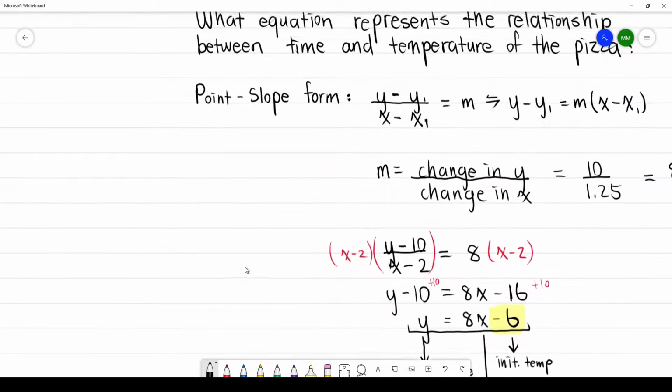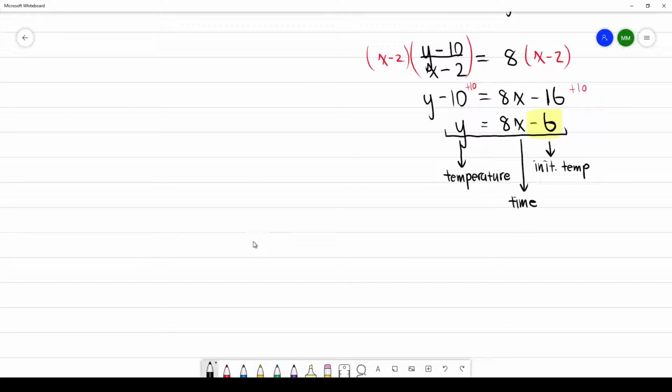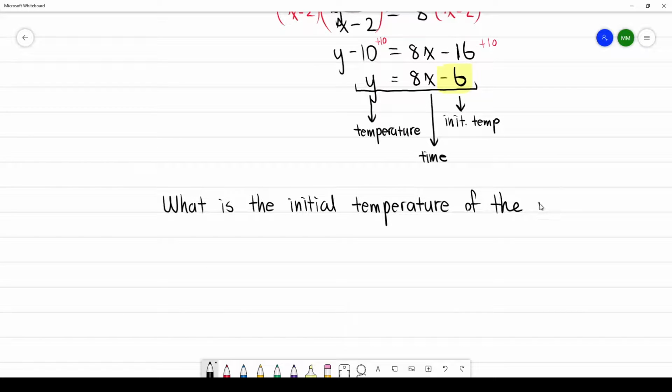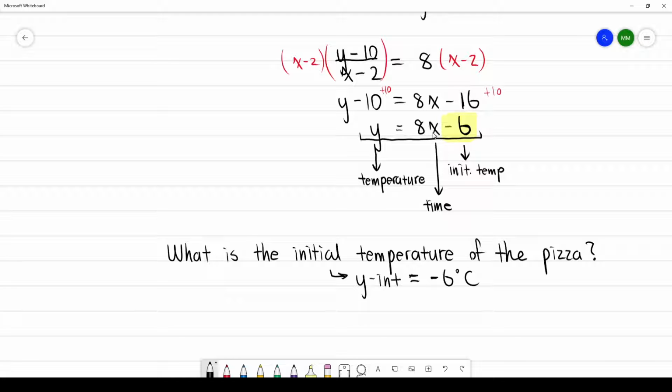So there's your equation. So now if I ask you, what is the initial temperature of the pizza, I would have just -6. Or, it's because it's the y-intercept because x is equal to 0, right?